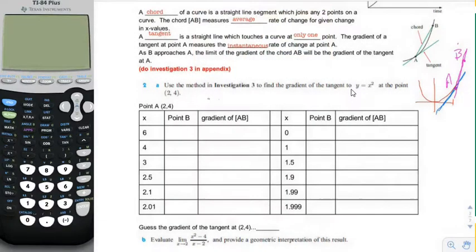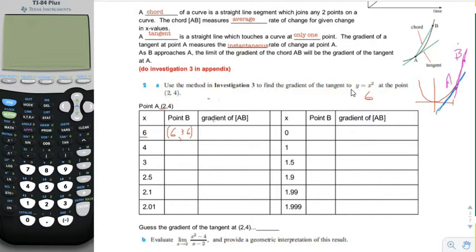So we're going to do it first with b on the right, and then we're going to do it with b on the left. So the first thing we're going to do is say that the x value for b is going to be 6. That's pretty far away from the x value of a, which is 2. So what is the point b? It's going to be 6 comma something. If we put 6 into x squared, we're going to get 36, right? So the point b is going to be 6 comma 36.